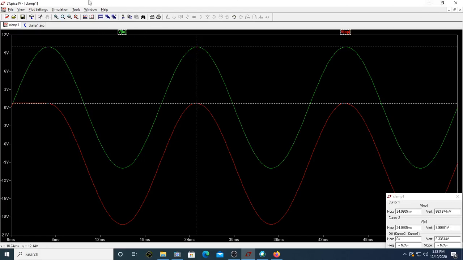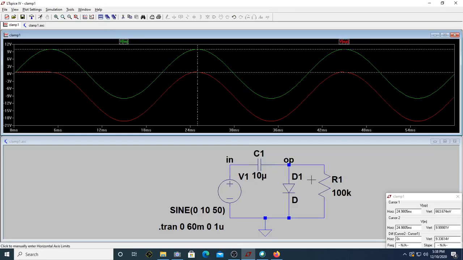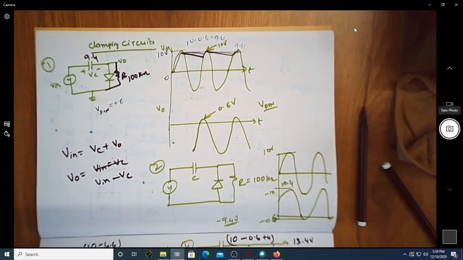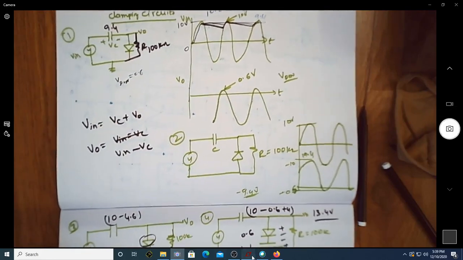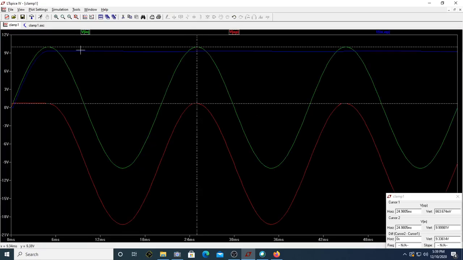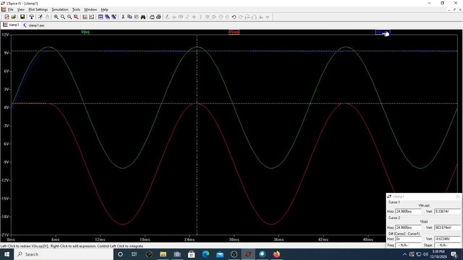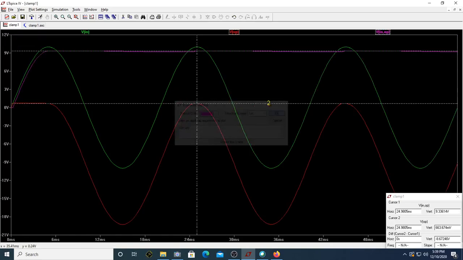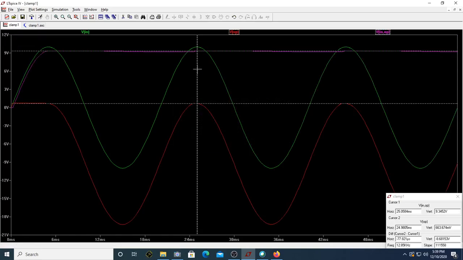Now, the positive peak is clamped to V gamma, which is exactly this one, so the positive peak is clamped to V gamma, which is 0.66 in the simulation. You can also see what is the capacitor voltage. If you just look at the blue one, let me change the color of this. You can see the voltage is almost 9.4 volts, 9.34. So this is the capacitor voltage.